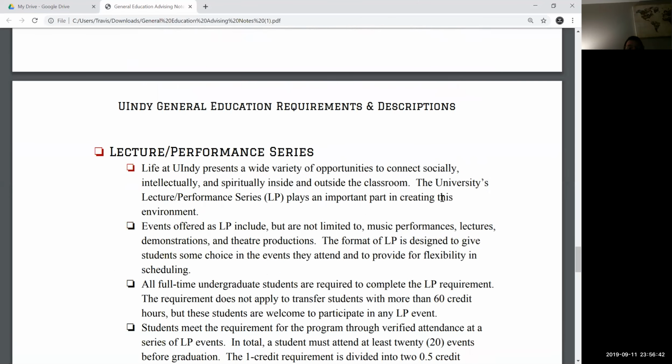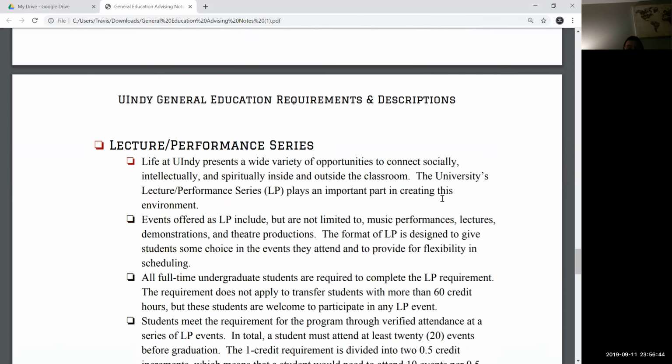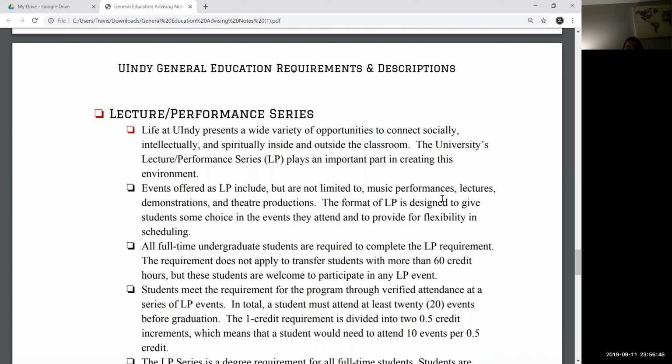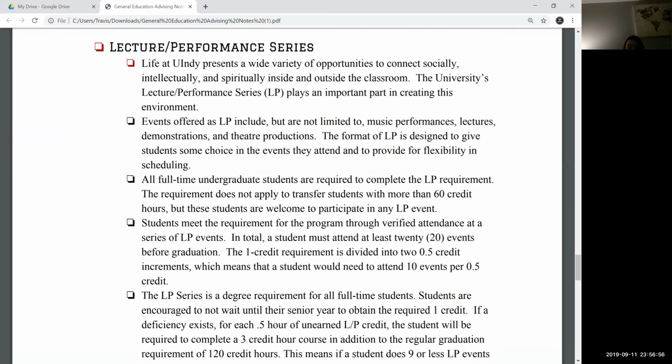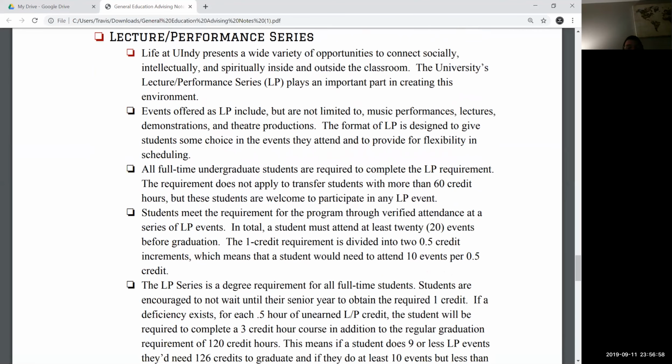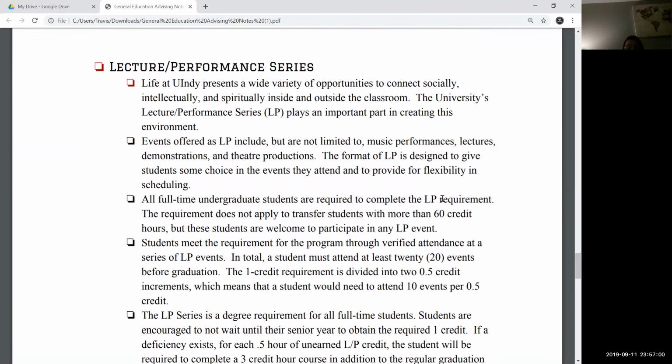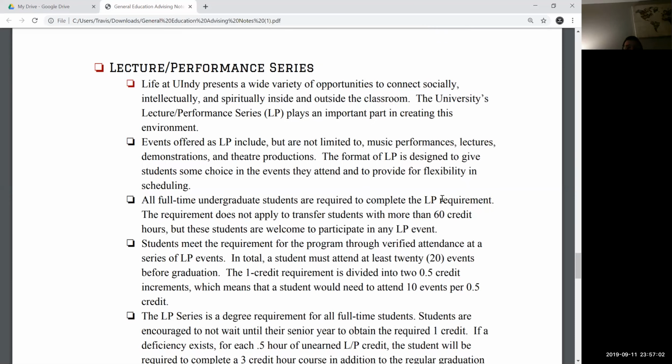And then I'm going to get into LPs. Okay, so lecture performance series. That is a very confusing topic, it seems, that everyone does have to do them. The only people that are exempt from doing LPs are the ones that actually transferred in more than 60 credits. And so most people do not do that. LP is basically you attend events that the campus sponsors other than the athletic competitions. You don't get LP credit for going to those.